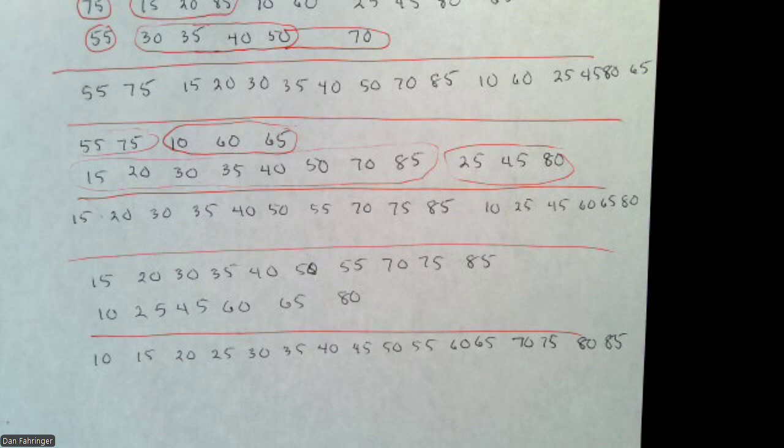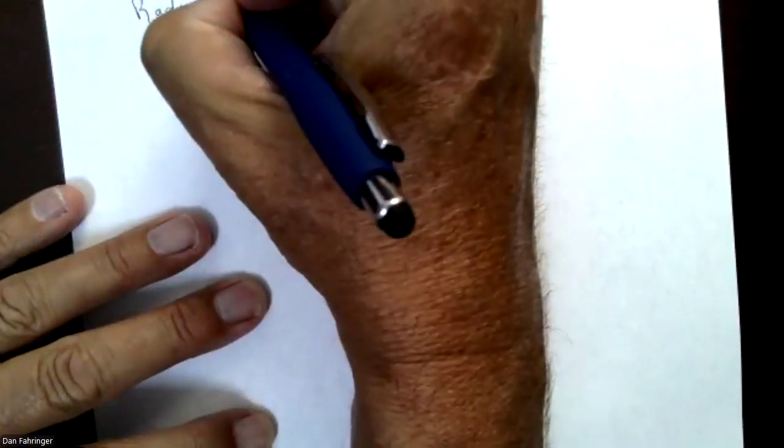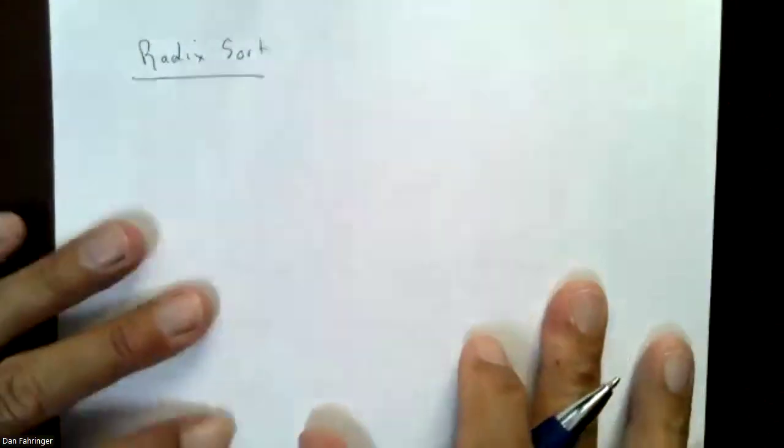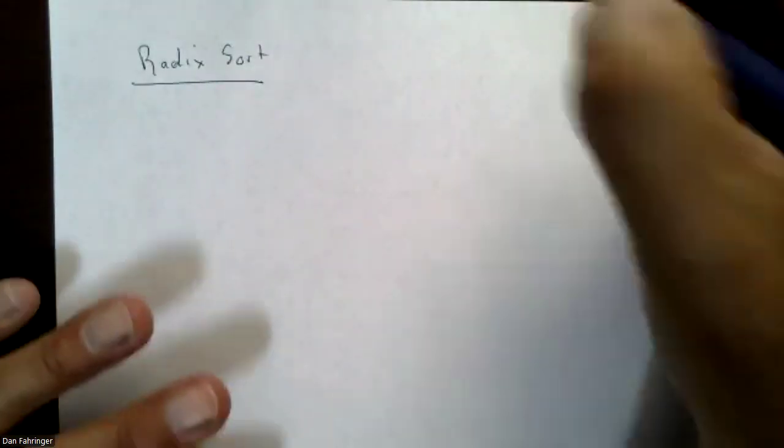Okay. The last one was something that I called the Radix sort. And all of these are in the NIOP book, sports fans. They're all in the NIOP book.